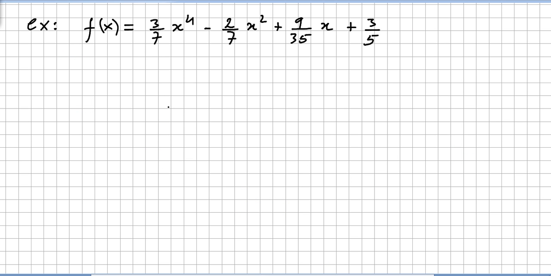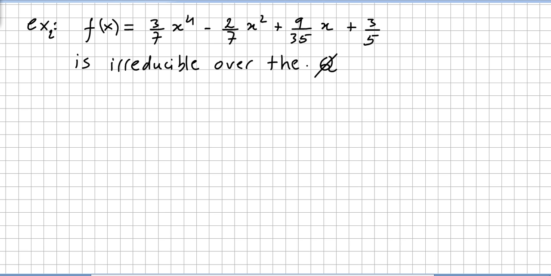Okay, in this video we're going to see another example. We have this polynomial f of x, 3/7 x to the power of 4 minus 2/7 x to the power of 2 plus 9 over 35 x plus 35. And we want to prove that this polynomial is irreducible over the rationals.